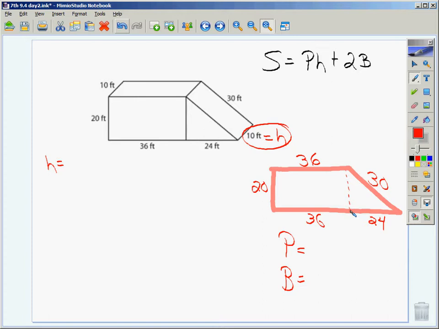How would I find the perimeter? Add it all the way around the outside. 20 plus 36 plus 30 plus 24 plus 36. Is that the base? That is the perimeter of this base shape. The distance all the way around what? The outside of it. And what did it come up to, Damien? 146?